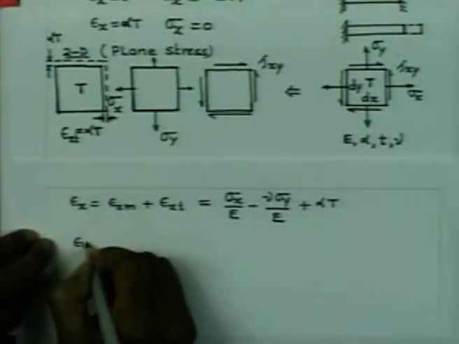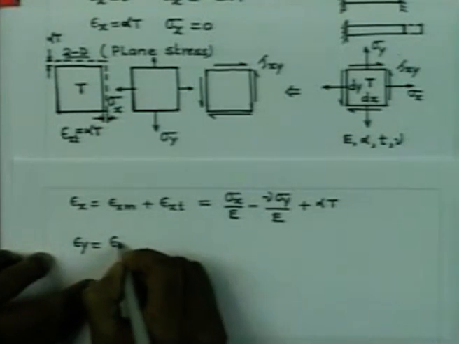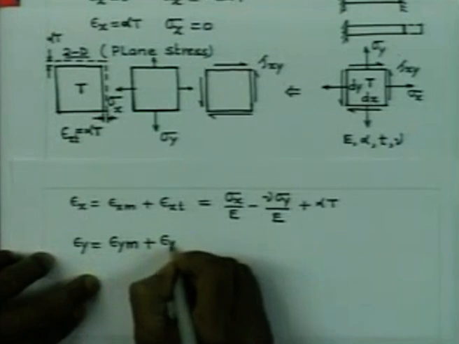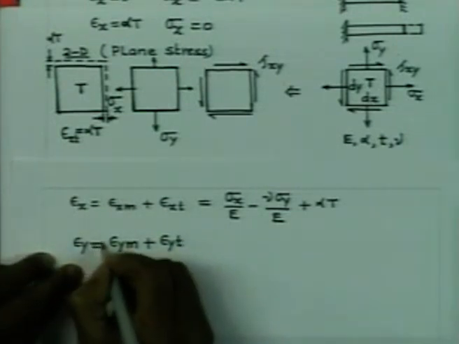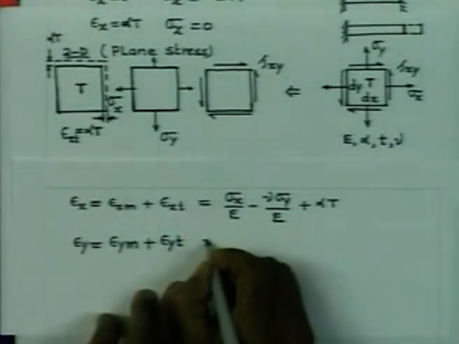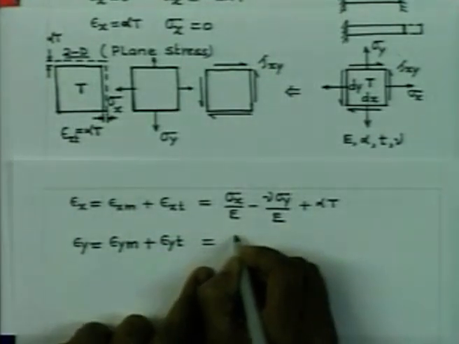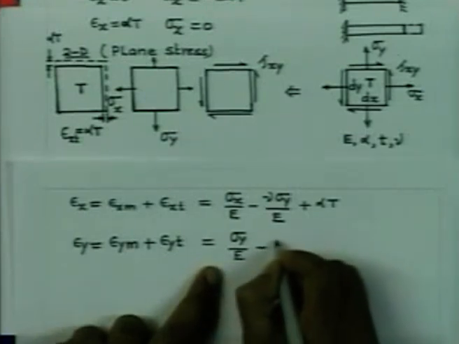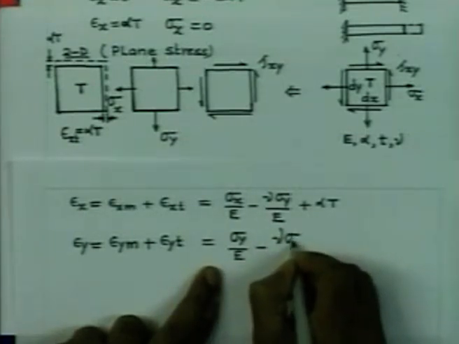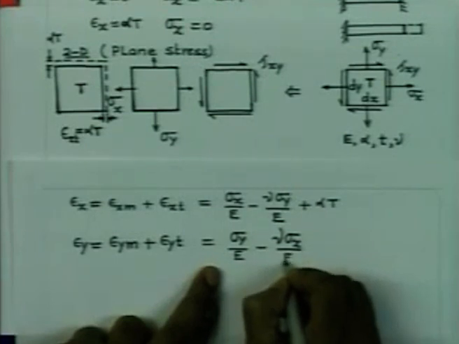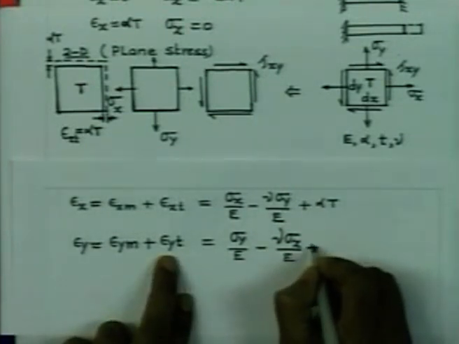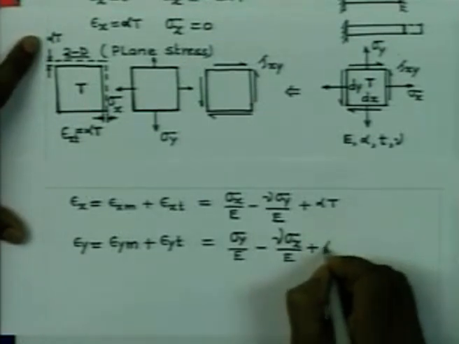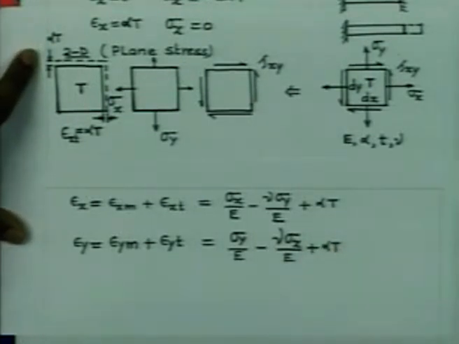Similarly, epsilon y is equal to epsilon y mechanical plus epsilon y thermal. So, this is going to be again sigma y by E minus nu times sigma x by E, and the thermal strain, you have already seen here, is equal to alpha T. So, therefore, this is alpha T.